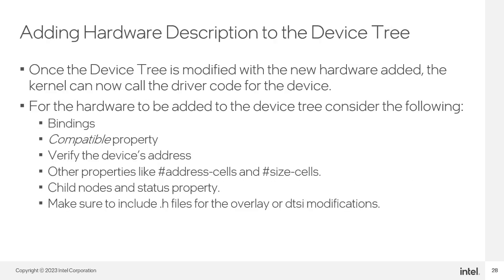For hardware to be added to the device tree, we need to keep some special considerations in mind: the bindings related to the description of the device, and the compatible property to program the device and help the OS find the corresponding driver and bindings. Verify the device's address provided by the technical reference manual of the device used in the reg property to define its value. Some other properties might be required to describe the hardware, like mentioned before, address cells and size cells. If you have more than one device, child nodes need to be added, and determine the status property. Make sure to include .h files for the overlay or DTSI for modifications.